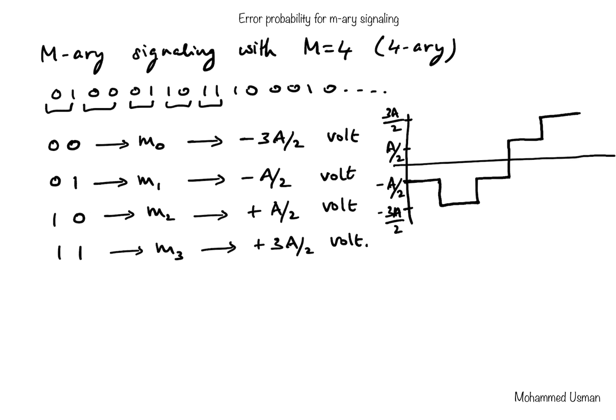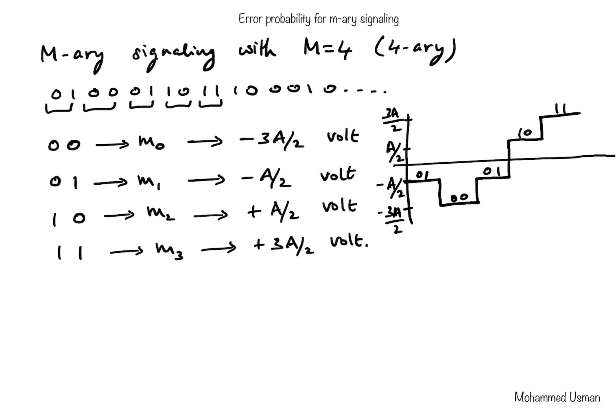So that is M0, which is 0 0. No, the first one is minus A by 2, which is 0 1. The second one is M0, which is 0 0. And then we have again 0 1, 1 0, 1 1, right? So each voltage level is now representing two bits of information.